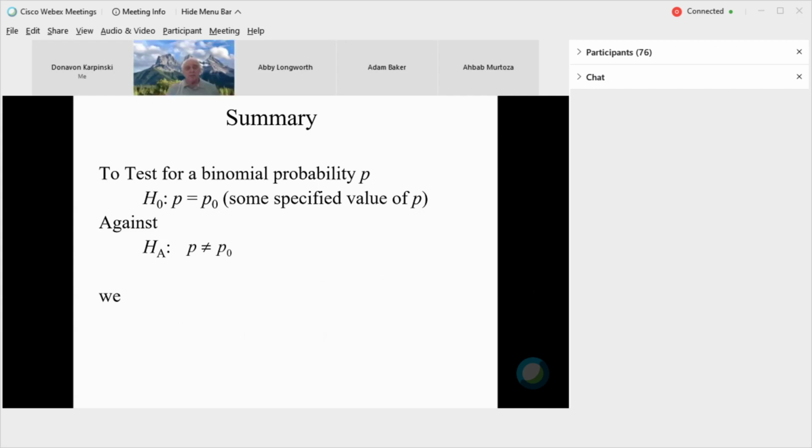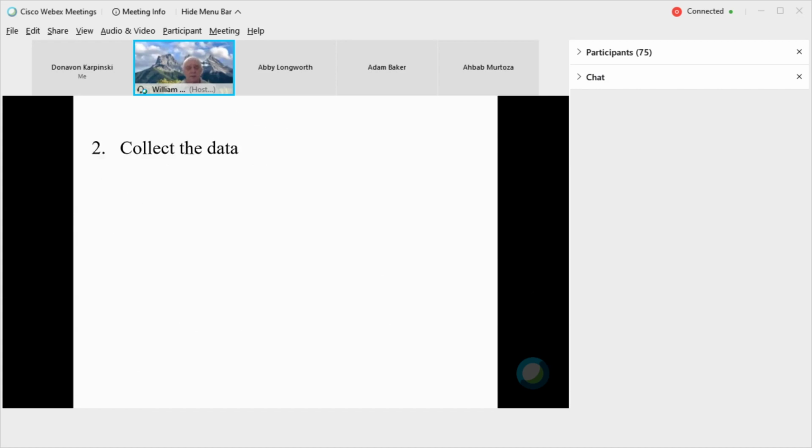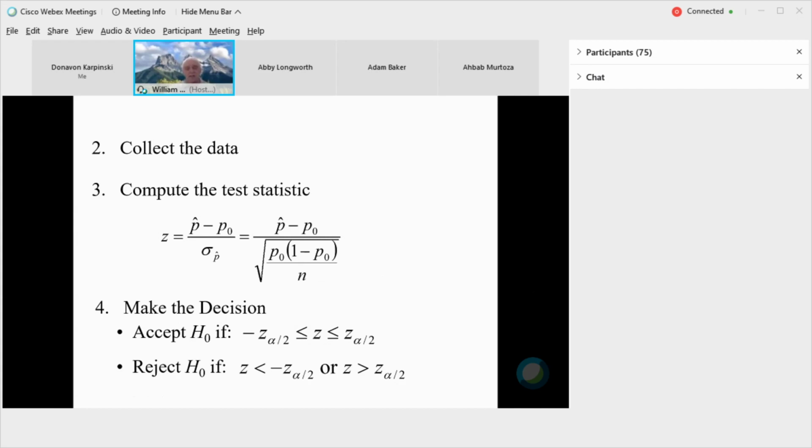So, summary. We test if P is equal to P naught against the alternative P not equal to P naught. We decide on the value of alpha. We collect the data and compute the test statistic. The test statistic is P hat minus P naught over the standard deviation of P hat when H naught is true, which is the square root of P naught times 1 minus P naught over n, and make the decision. Accept if it's in between these two values coming from the table, reject if it's outside of that range.